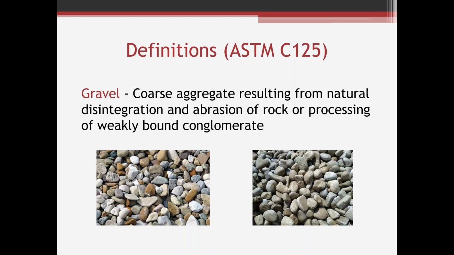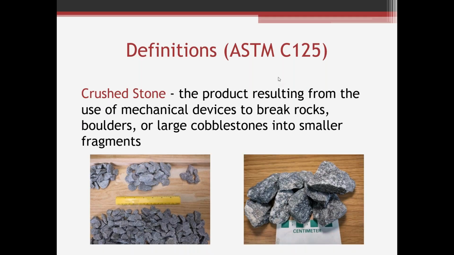Typically, it's a coarse aggregate that has undergone some sort of natural weathering, disintegration, or abrasion. Some people might call it river stone, but it's usually identified by rounded corners and edges, like you see in the pictures there. And then there's crushed stone, which is a product of crushing a larger rock, boulder, or cobblestones into smaller fragments. You see those pictures there.